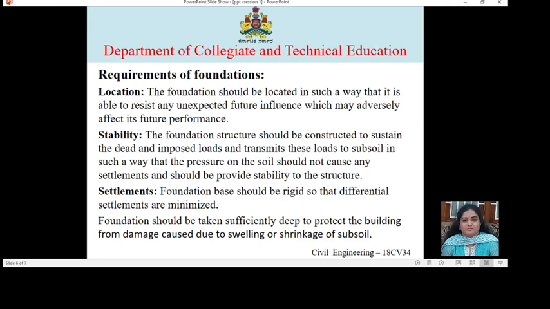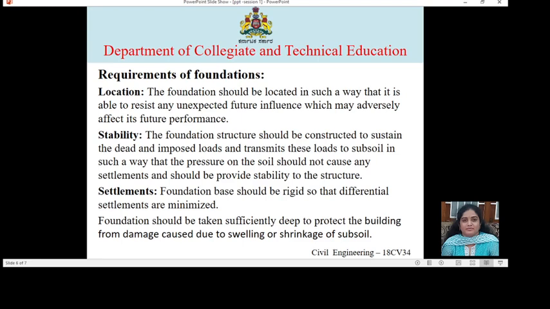And next is settlement. The foundation base should be rigid so that differential settlements are minimized. Differential settlement is nothing but uneven settlement. That should be minimized at any cost. We should not allow the foundation to undergo differential settlement. It should be rigid. The foundation should be taken sufficiently deep to protect the building from the damage caused due to swelling or shrinkage of the subsoil.